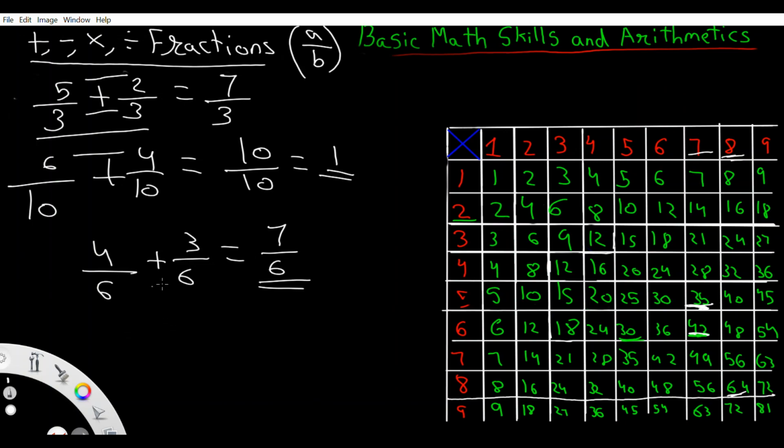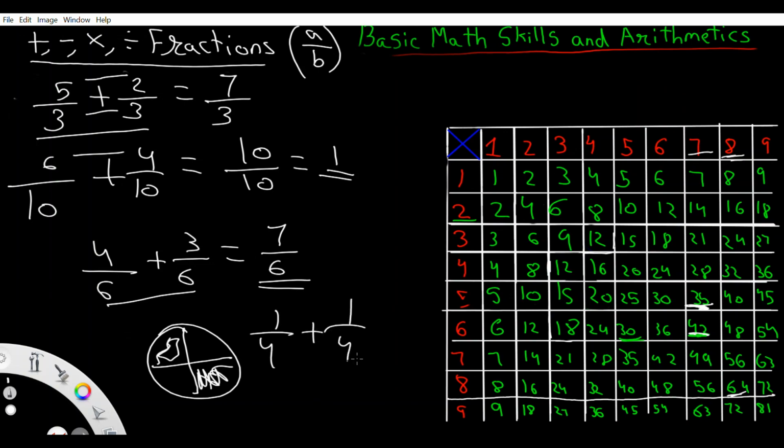You do not add the denominators, because if you have a pizza with 4 pieces, and you have one slice, and you want to add one slice to it, this is 1 over 4 plus 1 over 4. The 4 means that the total number of pieces is 4. This becomes 2 over 4. This does not become 2 over 8, because there are not 8 pieces, there are only 4 pieces.